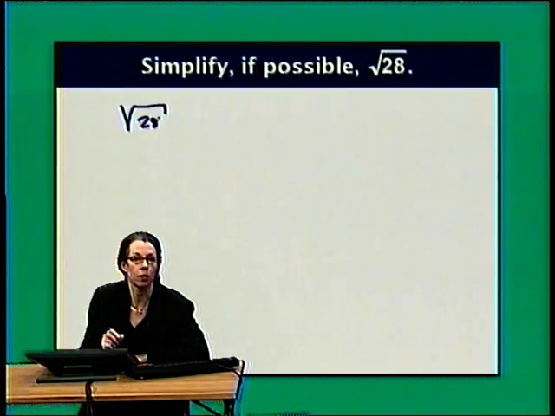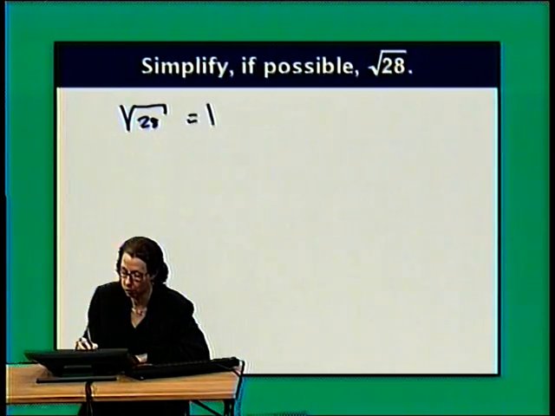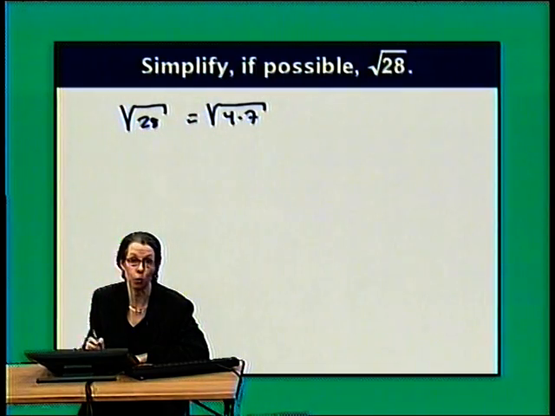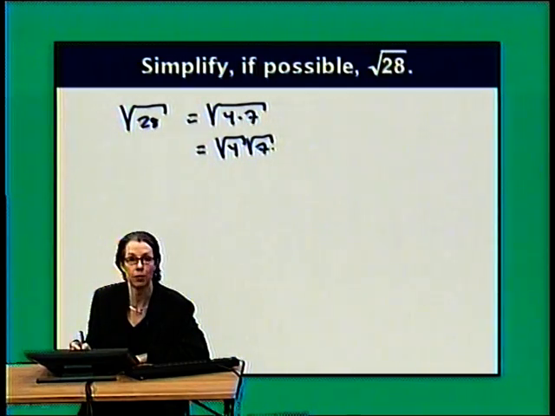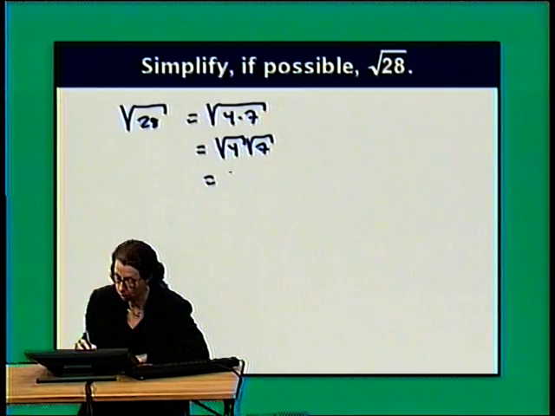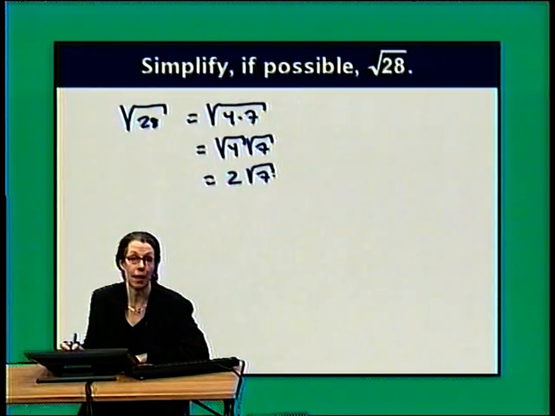We just observed that 28 has a perfect square factor of 4. So I can write 28 as 4 times 7 and put that expression under the radical sign. Now I'm going to use the product property of square roots and write this as the square root of 4 times the square root of 7. Well, since the square root of 4 is a perfect square, that's just 2. So I can simplify the square root of 28 as 2 times the square root of 7.